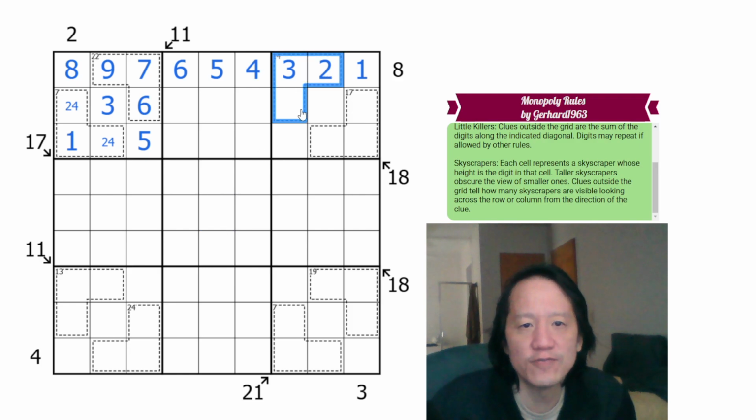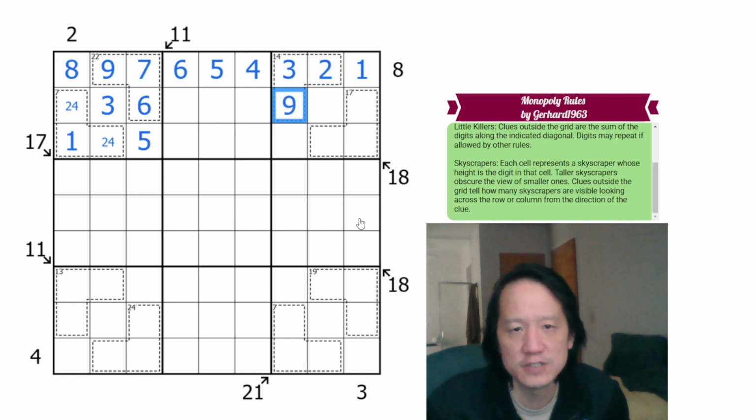These 3 digits add up to 14, 2 and 3 add up to 5, 14 minus 5 is 9, so therefore this is 9.